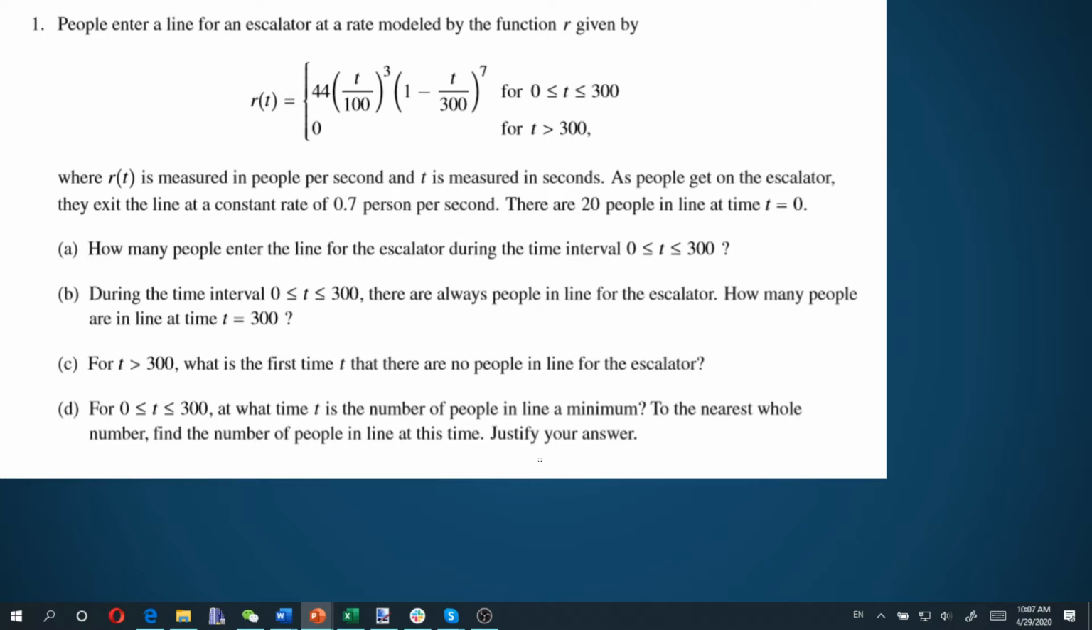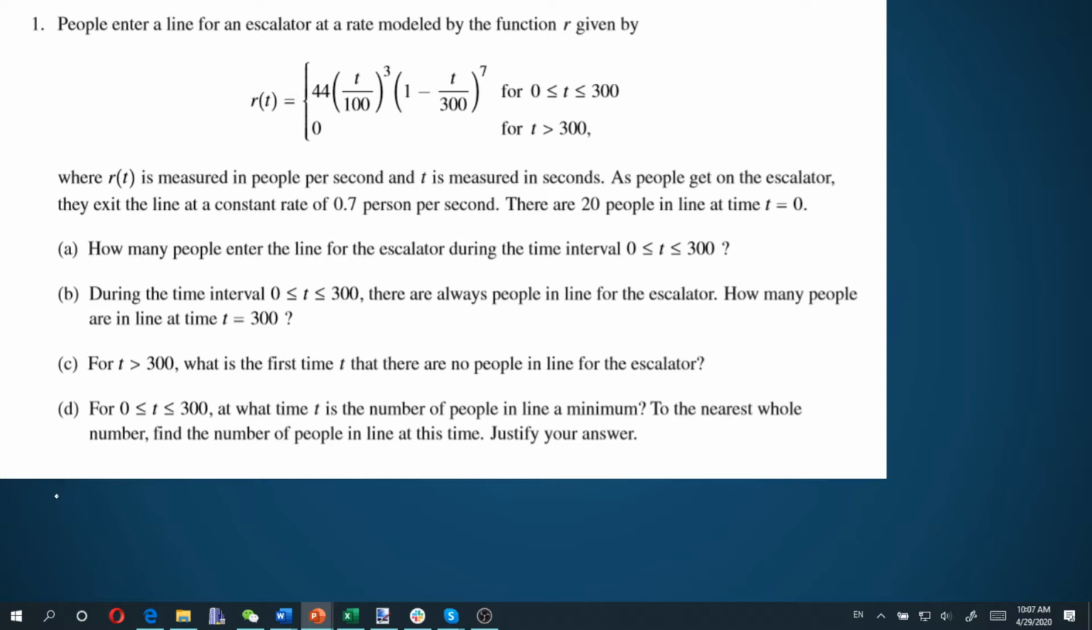Okay, so people are entering a line for an escalator at this rate, where R(t) is people per second and t is seconds. As people get on the escalator, they exit the line at a constant rate of 0.7 people per second. If there are 20 people in line at time t equals 0, then I want to know how many people entered the line during the interval from 0 to 300.